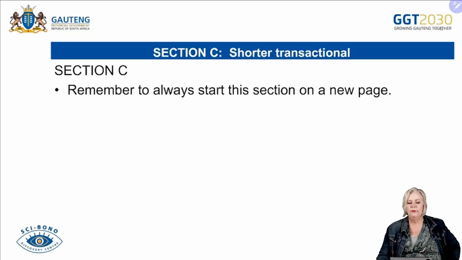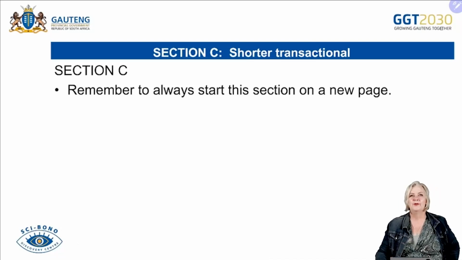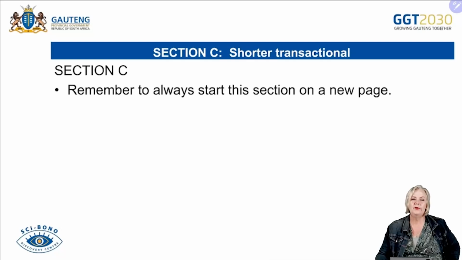Let's move on to section C, the shorter transactionals. Now, section C, remember to always start this section on a new page. I'll refer you back and back and back. Section A, you start on a new page, you complete it, you do your planning, you write your final response, you draw a line right through. Next page, section B, and then you write down your number that you've selected and also the type of transactional writing that you are going to do.